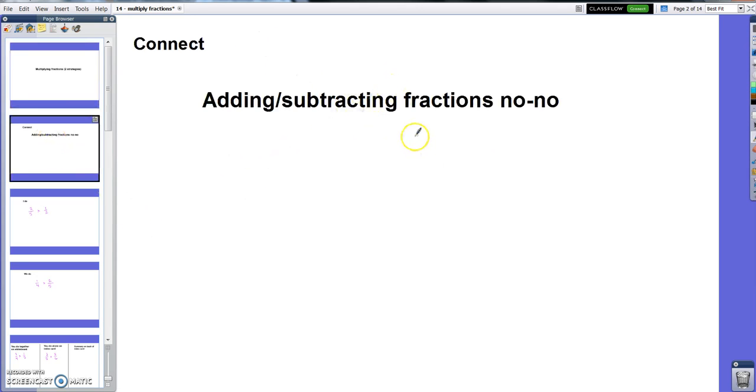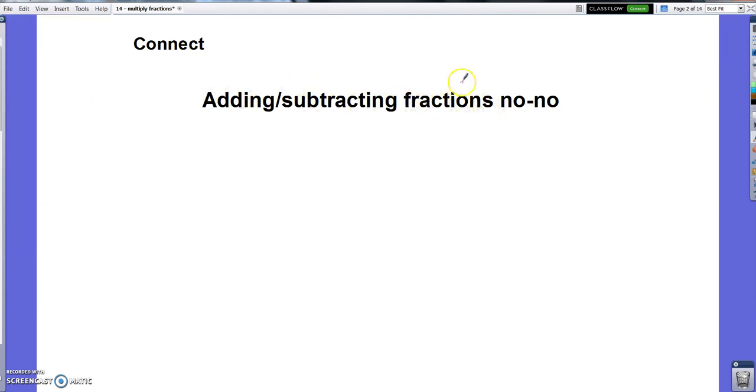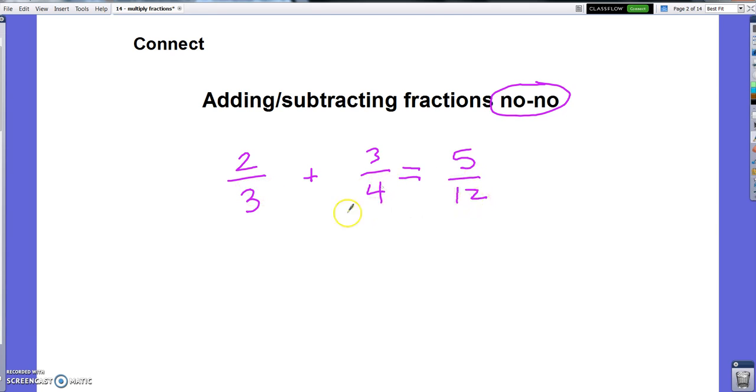Okay, so before we multiply fractions, I want to remind you quickly of an adding and subtracting fraction no-no. Very important to me. When we added two fractions together, like 2/3 and 3/4, let's say, it does not mean it's just 2 plus 3 is 5 and 3 plus 4 is 12. It is not. And look, you can tell how wrong that is because this is more than half and this is more than half. If I add more than half and more than half together, I should have more than 1. This is way less than 1. This doesn't work at all.